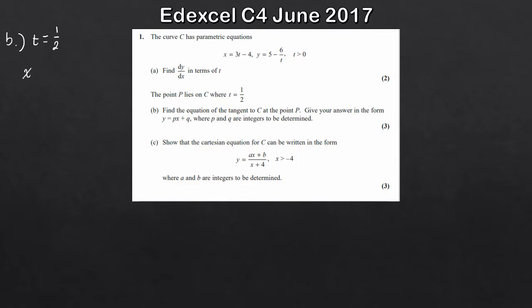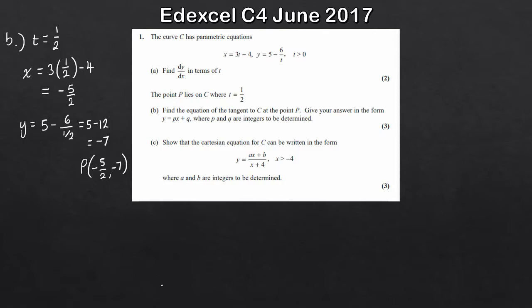So if you work out the x coordinate first, using the parametric equation, that's 3 times t, where t is a half, minus 4. So that's 3 over 2 minus 4, so that gives us minus 5 over 2. Then the y coordinate at this point of t, so that's 5, minus 6 over a half. So that's 5 minus 6 over a half, so that'd be minus 12. So we get 5 minus 12, which gives us minus 7. Okay, so this point P here, that would be minus 5 over 2, minus 7.